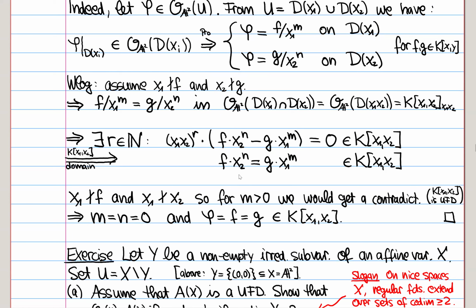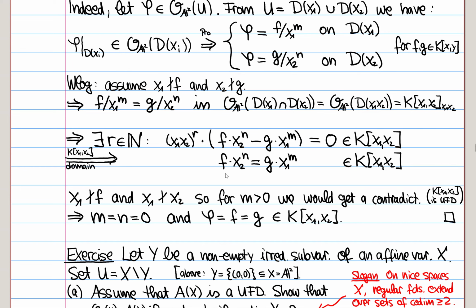But now, x1 is a prime element in this ring because, and this is where I really use the UFD, it's very easy to see that x1 is an irreducible element, right? Because of degree reasons, it cannot be decomposed as the product of two non-units. So it's irreducible. Because this ring is a UFD, this implies that it's actually a prime element.